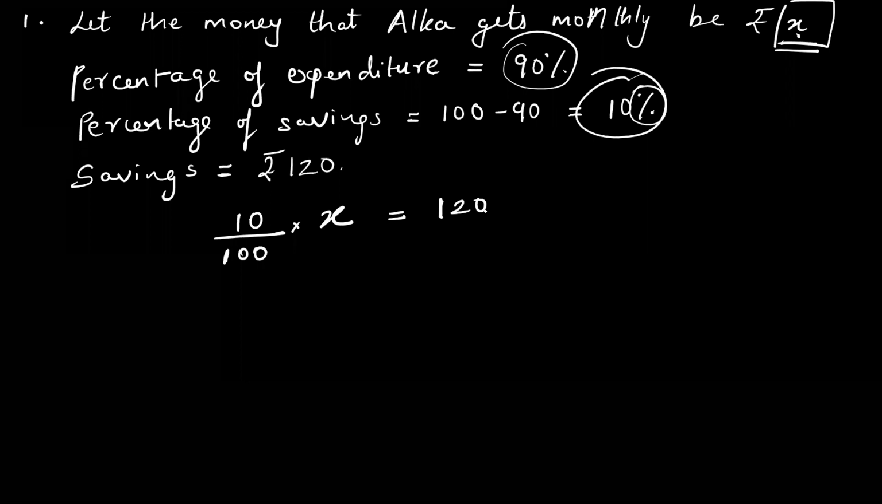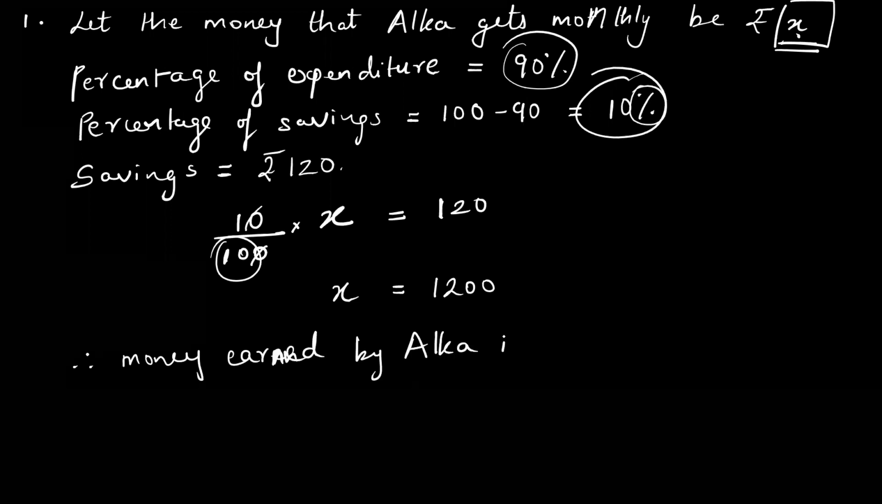Can something cancel on the left? Yes, 0 and 0. Now when this 10 goes to the other side, what happens? Multiply. So how much will we get? 1200. Therefore, the money earned by Alka is rupees 1200. Very good. Okay, did you understand? Yes, sir. Okay, great. Thank you.